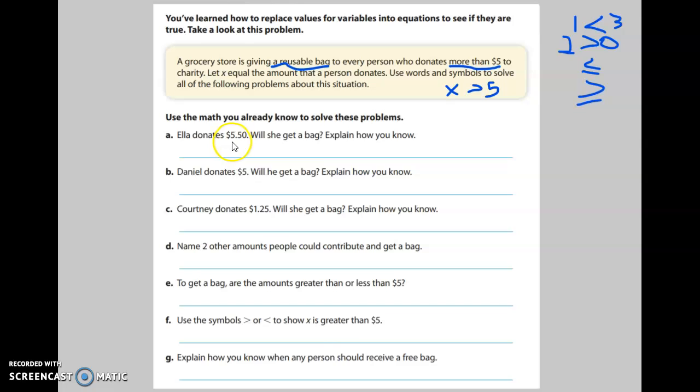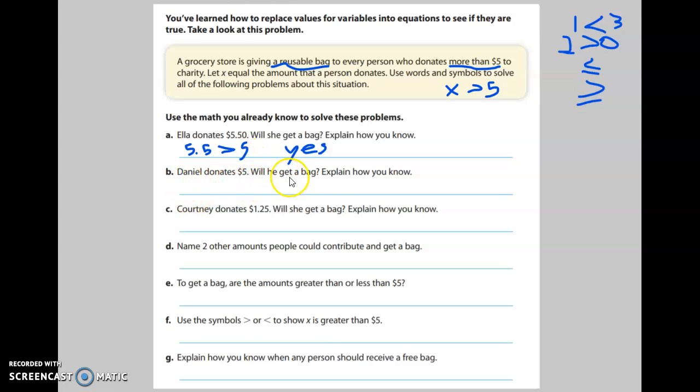It says Ella donates $5.50. Will she get a bag? Well, is $5.50 greater than 5? Is this true? Yes. It's 50 cents more. We know because 5.5 is greater than 5. If I have $5.50, I have more money than $5.